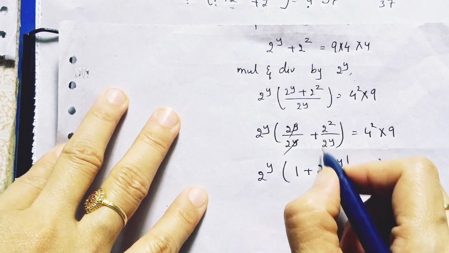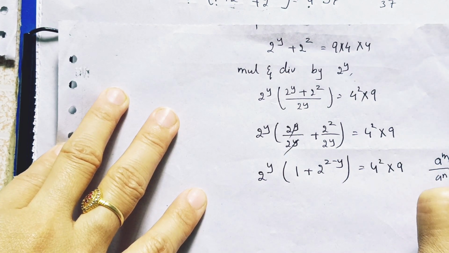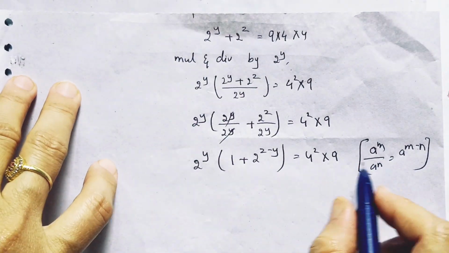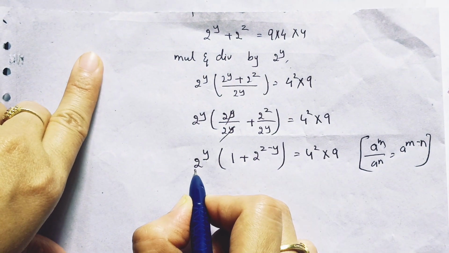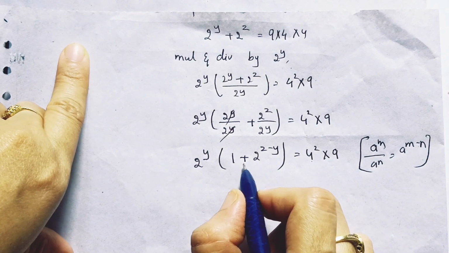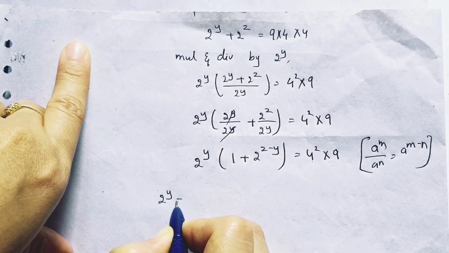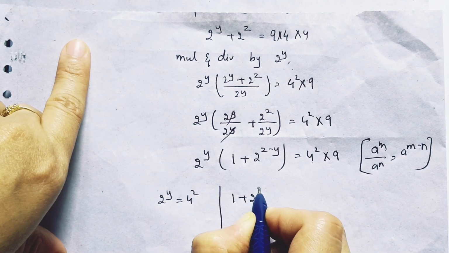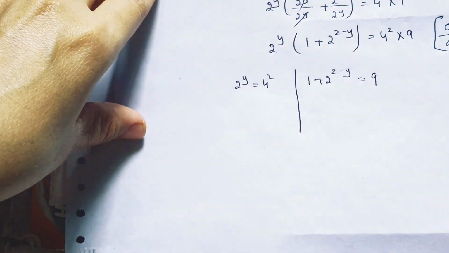So this came, we know that a power m by a power n equal to a power m minus n, according to this formula we have written this part. Then see, 2 is an even number, here 4 is also even, and this is odd, 2 plus 1 is 3, so this is odd, and 1 is odd. That's why I am taking 2 power y equal to 4 square, which is one term, and 1 plus 2 power z minus y equal to 9, which is the second term.